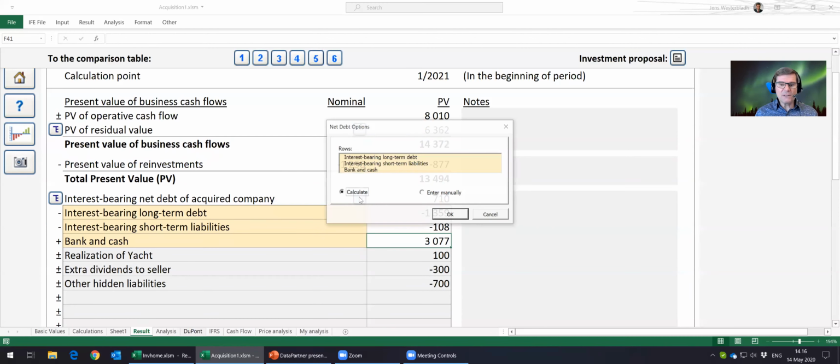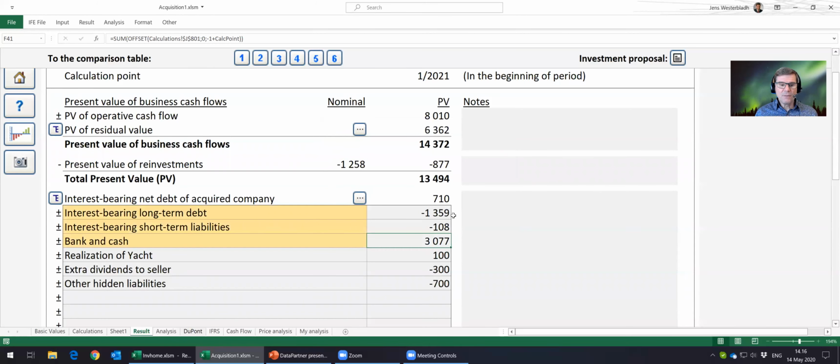You can also adjust these items. You can enter them manually if you like. Other manually enterable values are if you want to make manual adjustments. Maybe there is something else that is not needed for the business. Maybe there's a yacht or something like that. You can sell immediately and earn something from that. Maybe you agree with the selling part that they will have some less dividend taken out.